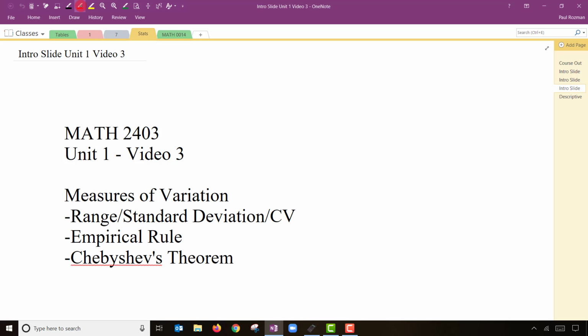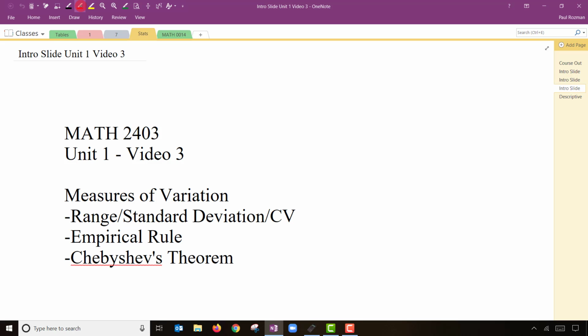Continuing on with unit number 1. We're on to video number 3, measures of variation. We'll talk about range, standard deviation, coefficient of variation, and ways to interpret these values using the empirical rule and good old Chebyshev's theorem.